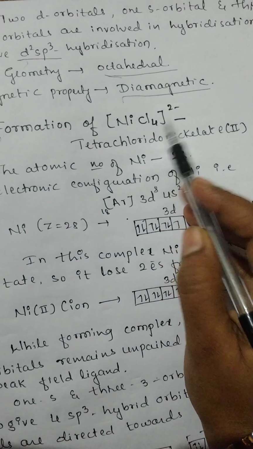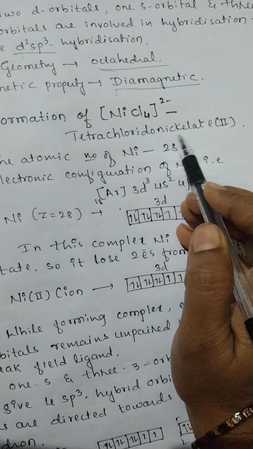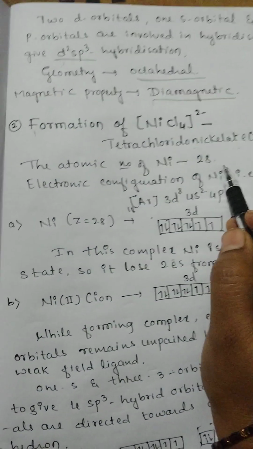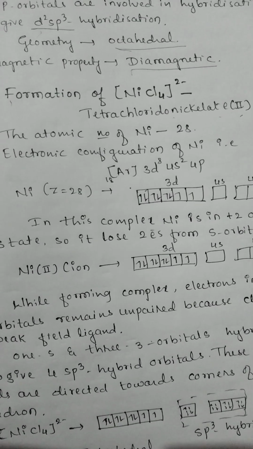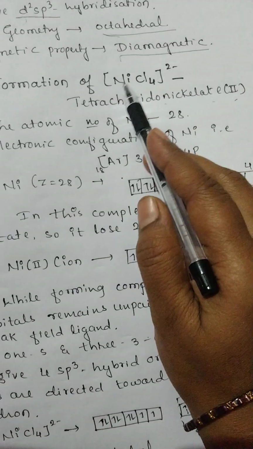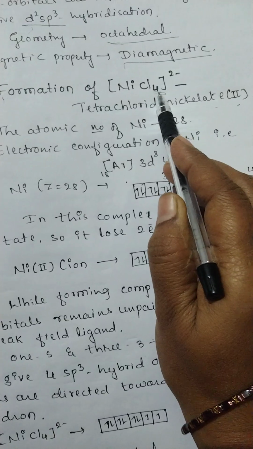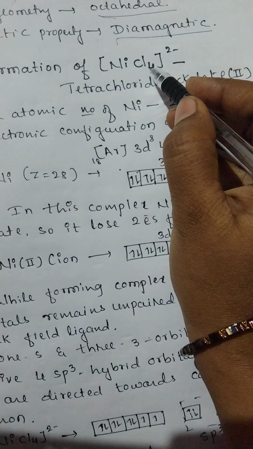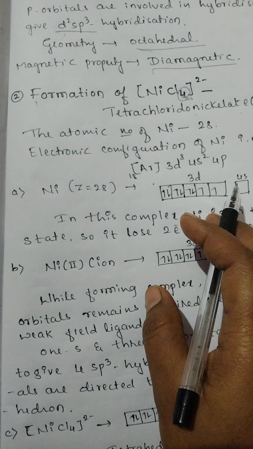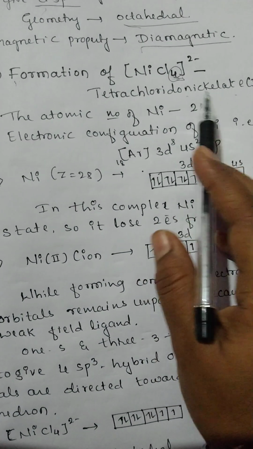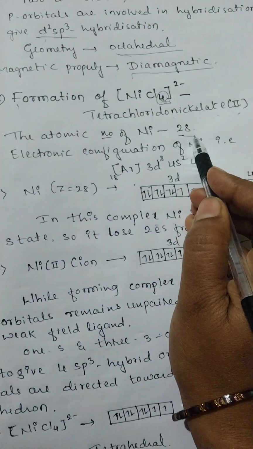NiCl4 complex. The name of the complex is tetrachloridonickelate(II). Here the points will be the same, but the thing that is different is the formation of different complexes based on the coordination number. In the previous example, we have seen coordination number 6. Now it is 4. The atomic number of nickel is 28.